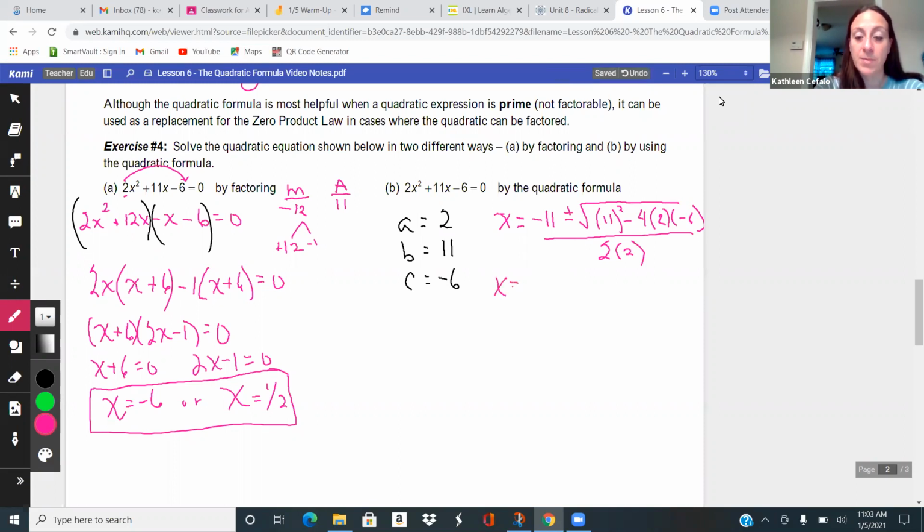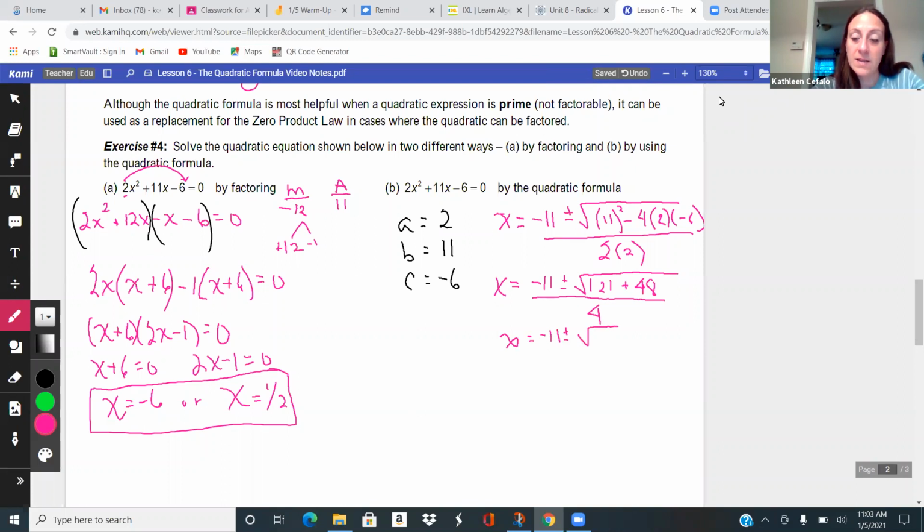Okay, just remember order of operations, just be careful, step at a time. So I have plus and minus. Underneath, I have here the square root of 11 squared is 121. And now I have to multiply the 4 times the 2, which is 8. 8 times negative 6. So watch your signs here, right? Because I had a negative here and a negative. So that's going to make that a positive. Okay. And then we have 8 times 6, and that's getting us 48. And divide that by 4. 2 times 2 gets you 4. Okay, so we keep simplifying.